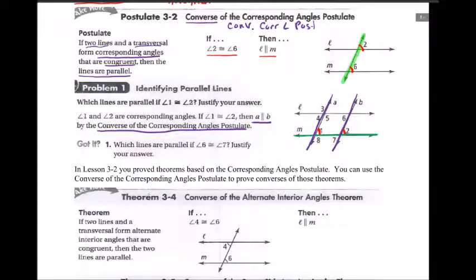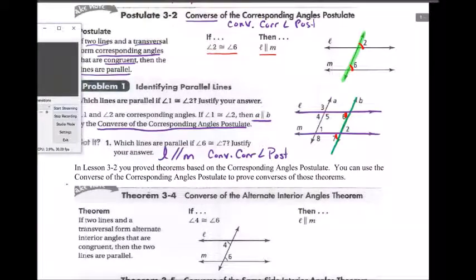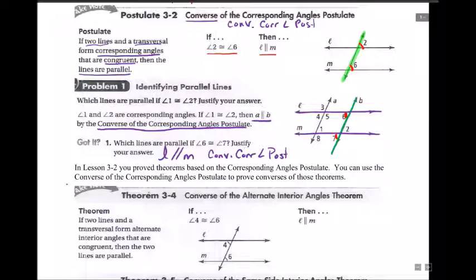So let's go ahead and pause the video and do the next problem. We were asked which lines are parallel if angle 6 is congruent to angle 7, and then to justify our answer. Well, I marked angle 6 and angle 7 congruent, and then I know that my angles have to sit on my transversal, so I drew in my transversal, and then that let me draw in lines L and M, which have to be my parallel lines. So L is parallel to M, and that is the converse of the corresponding angles postulate.